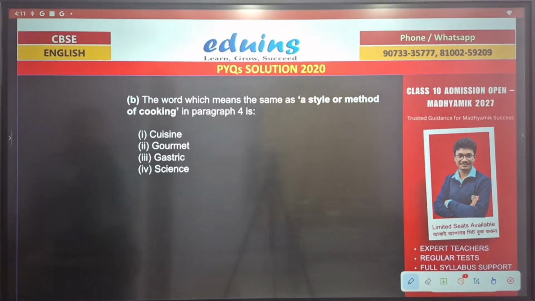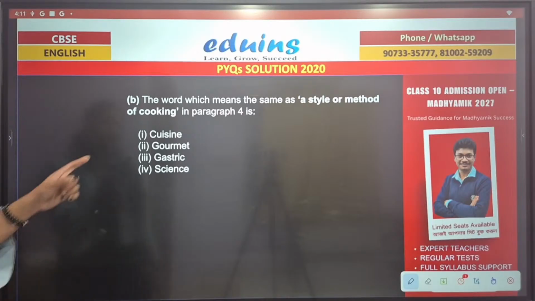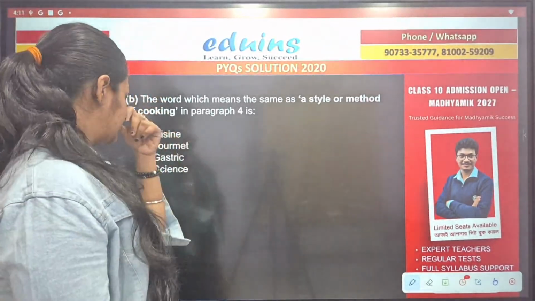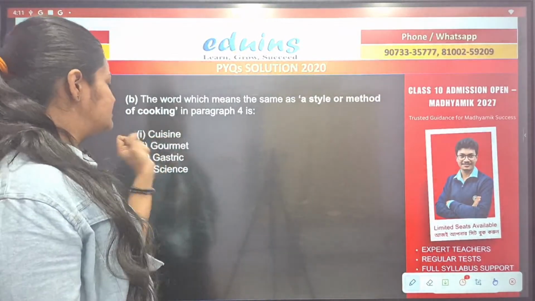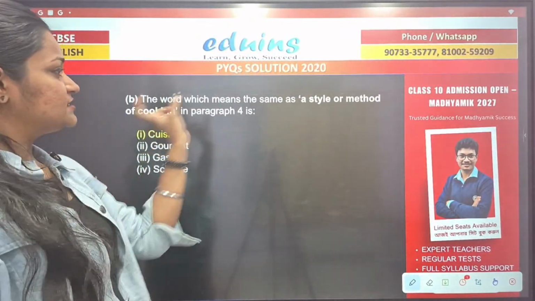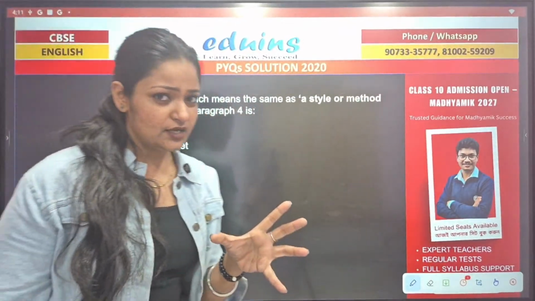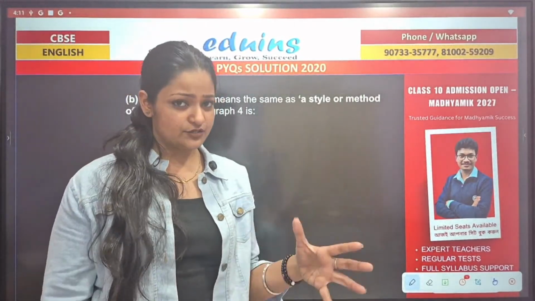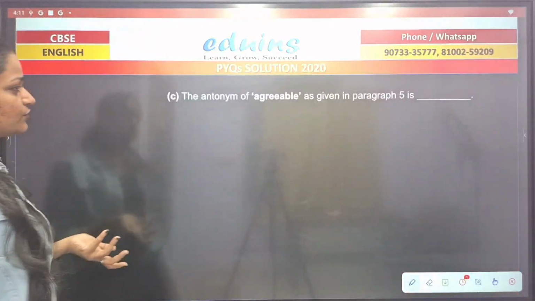Okay. The word which means the same as the style or method of cooking. Now, the style or method of cooking, I have already said this. Already I have given a word nest where I said the meaning. Cuisine is the answer. Cuisine means a style or method of cooking. So you can get this method or style of cooking in every other region or country. That's called cuisine.